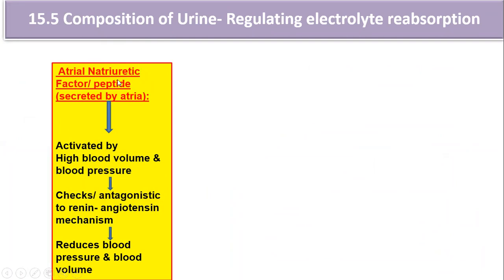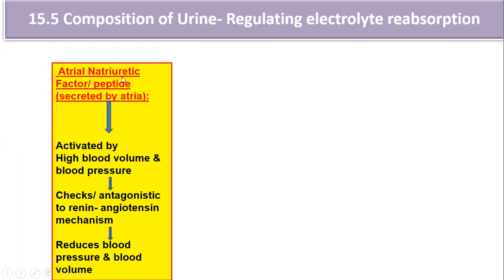See, the name itself suggests atrial natriuretic. Atrial means it is released by the atria of the heart. The heart is four chambered, so there are two atria and two ventricles. The heart chamber known as the atria is going to release a peptide, that is natriuretic factor. Natrium is sodium, uretic is urine.